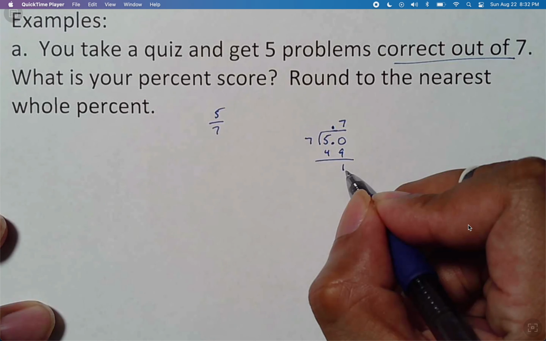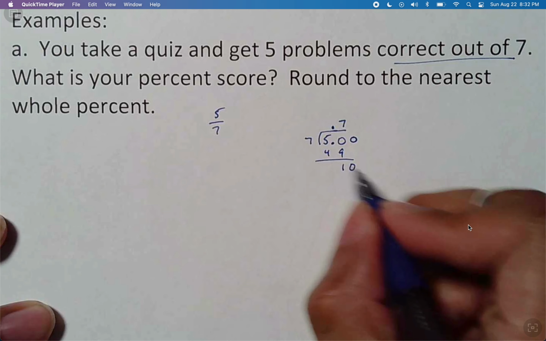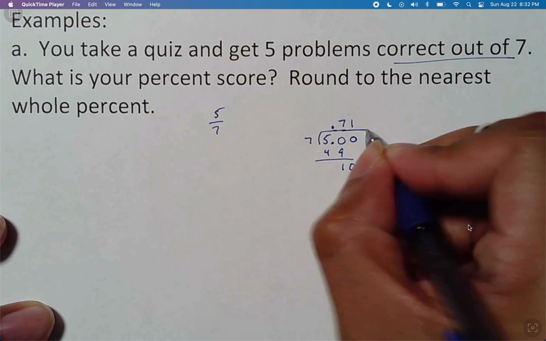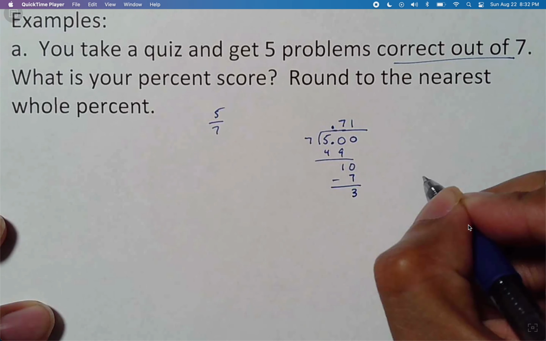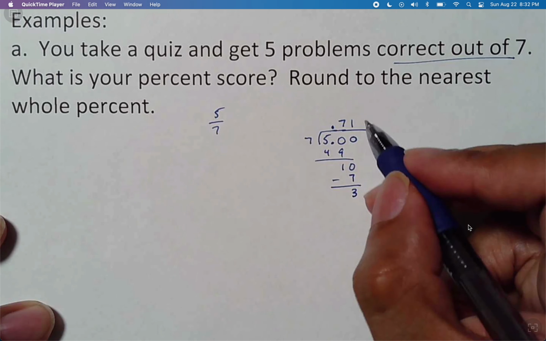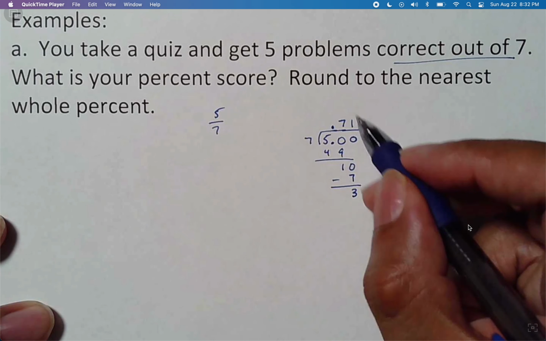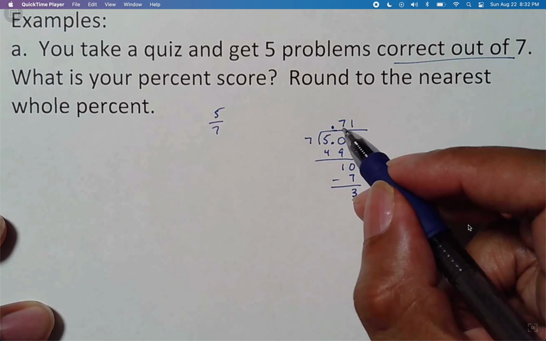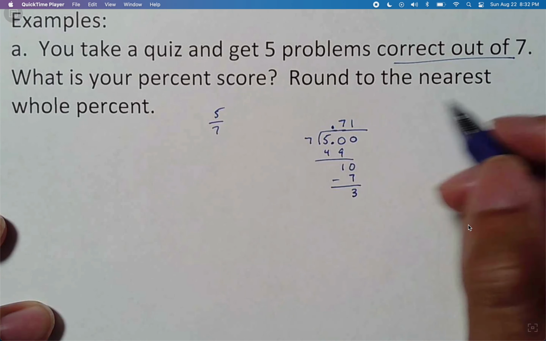Notice I still have a number left over. So what do I do? I add another 0 and bring it down. 7 goes into 10 1 time. 1 times 7 is 7. Subtract, bring it down to 3. Well, guess what? This isn't your percentage yet because you need a third number. Because your percentage is this number here, as we'll talk about and adjust that. But the key thing here is that you do need a third number to know if it's 71 or 72.